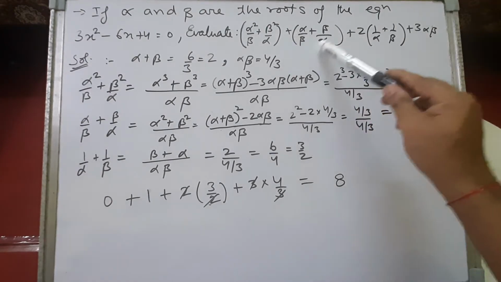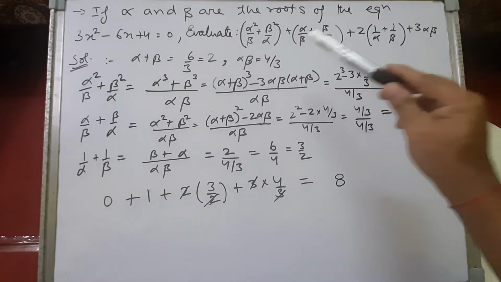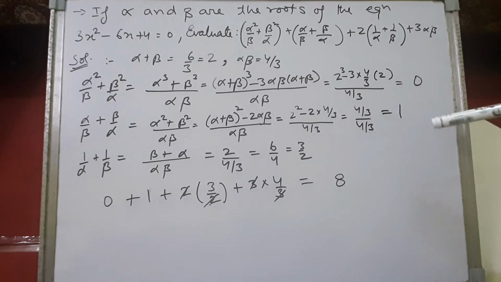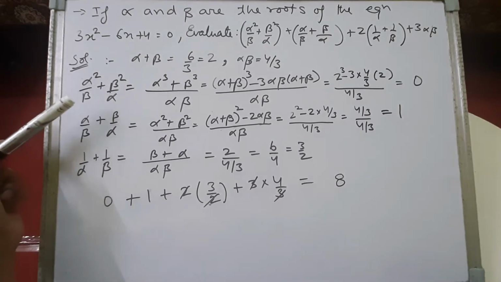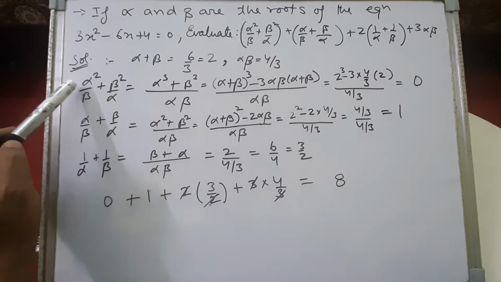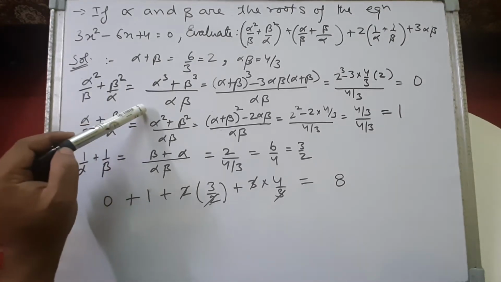There are 4 different terms given. We are simplifying them separately, and then we substitute the values of these terms and evaluate the whole value. The first term is alpha square upon beta plus beta square upon alpha. If we take the LCM alpha beta, it will become alpha cube plus beta cube upon alpha beta.